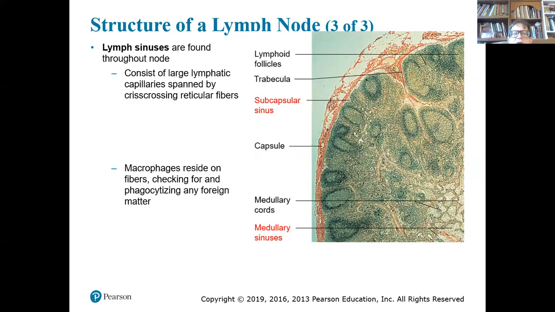All right, so we also have lymph sinuses. Here we have a subcapsular sinus. Remember I said you have a capsule with trabecula? Here's this connective tissue capsule. Here's the connective tissue trabecula that comes down. But below that capsule, you've've got a space here. That's the subcapsular space, and that is the subcapsular sinus.